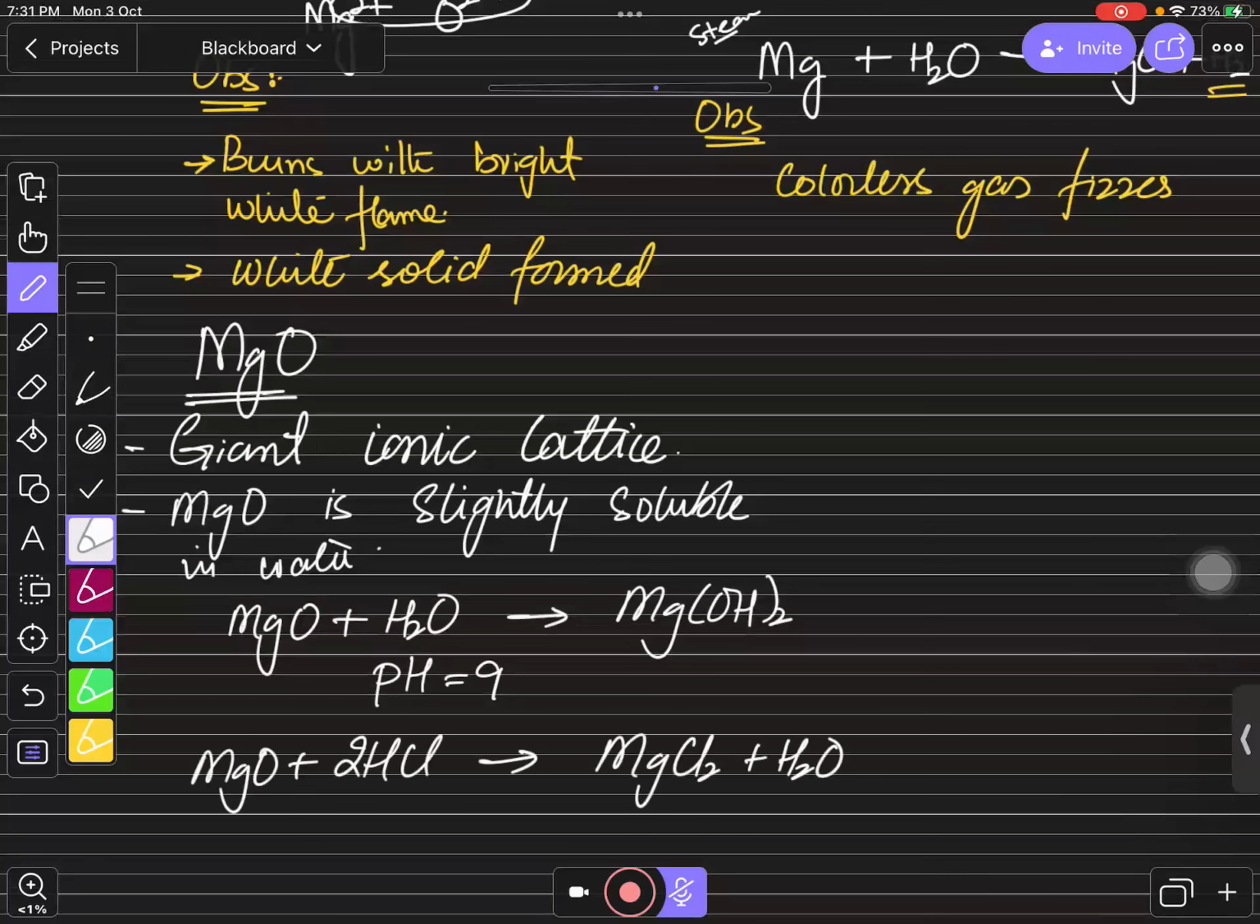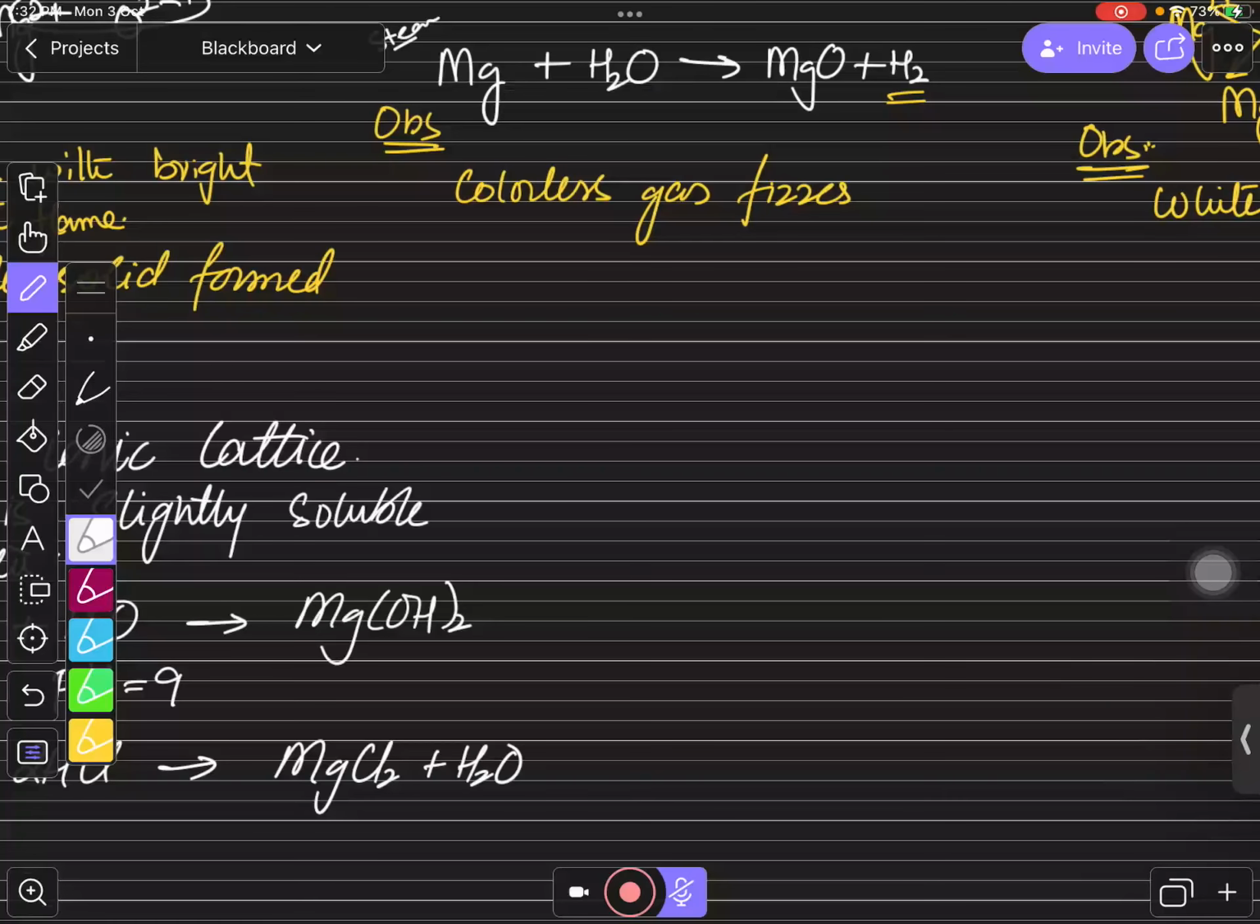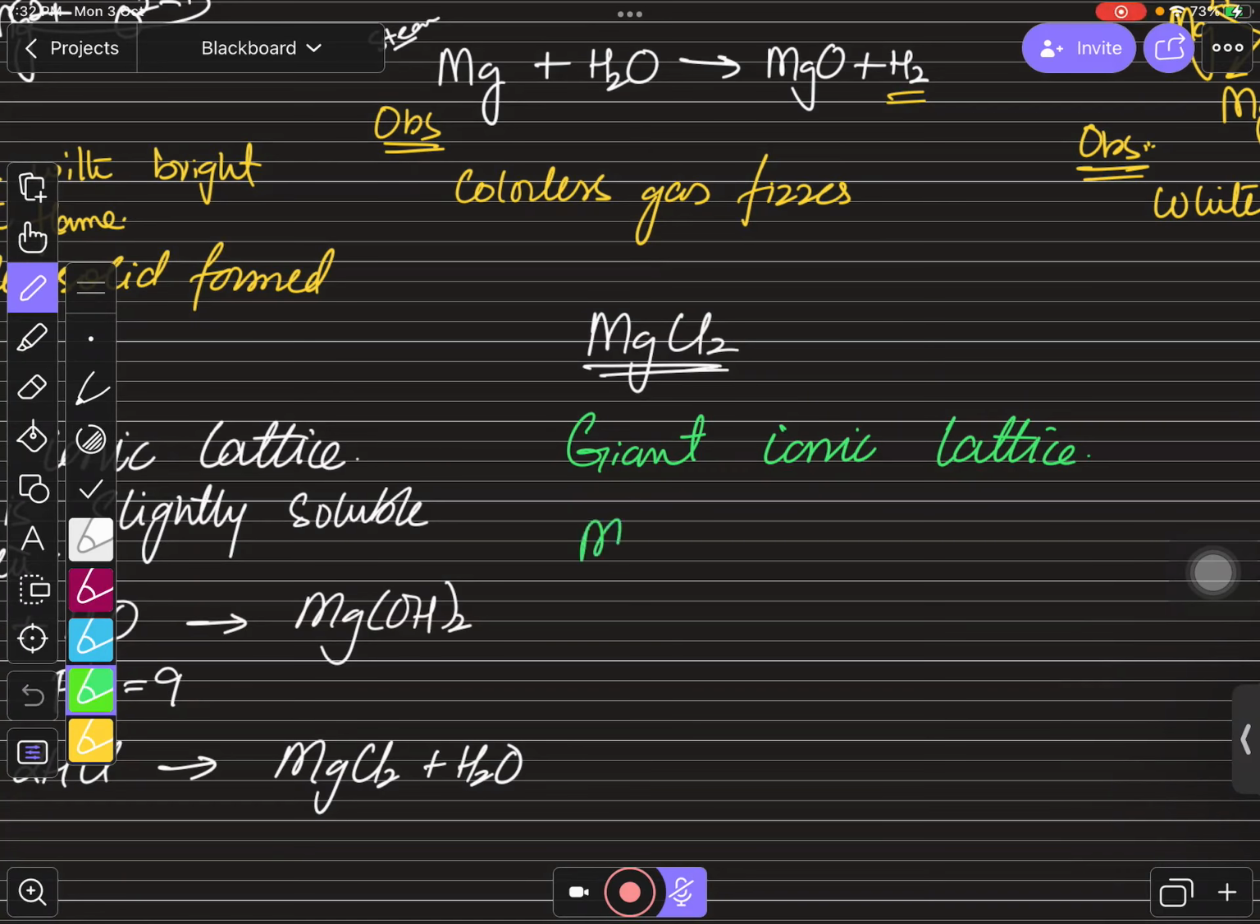If you talk about magnesium chloride, so magnesium chloride is what? Again, this is a giant ionic lattice because it is also an ionic compound, right? And you can say that if you dissolve magnesium chloride into the water, it is also going to dissociate in the water, right? And the pH is almost 6.5 or somewhere like that, because it is slightly acidic in nature, and the solution is actually colorless.